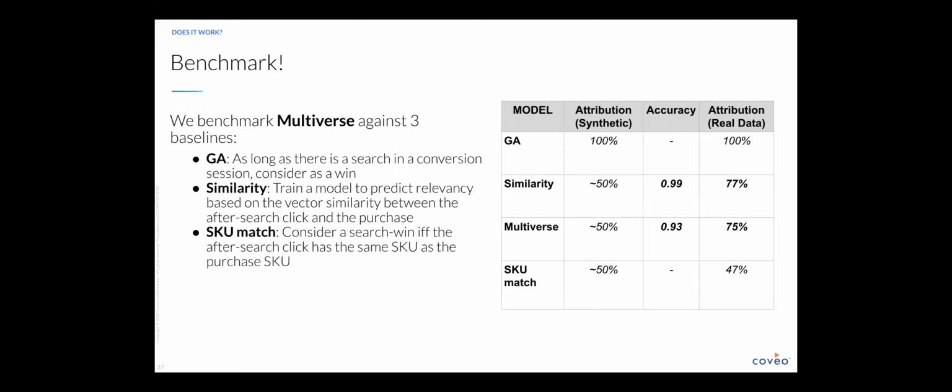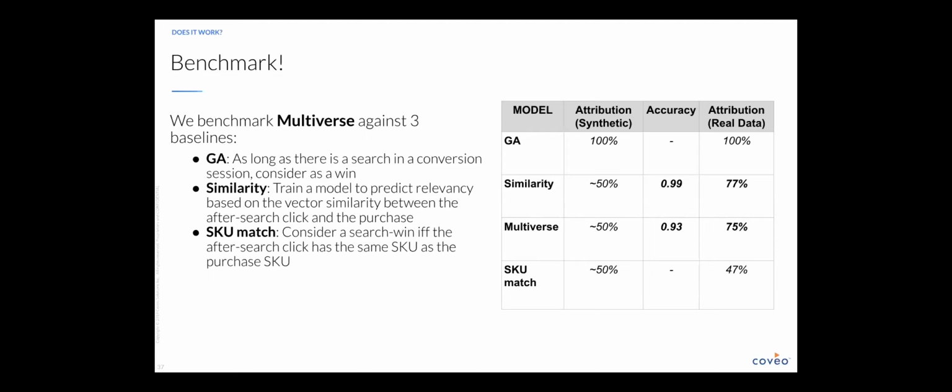And finally, there's a very strict rule, which is the SKU match, which is also present in a bunch of commercial tools if you're familiar with what the industry is doing. In this case, we consider a purchase to be attributable to search if and only if the product that the user bought is the same product that the user clicked on after a search.